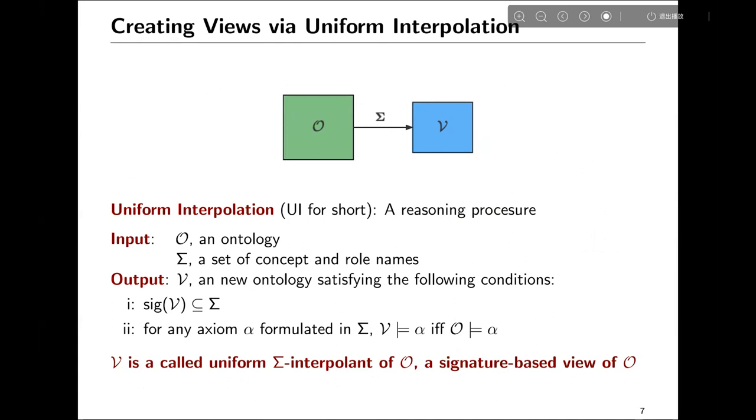Modularization is definitely another way to create a view for an existing ontology. However, modularization does not hold for condition one. That is, the result of modularization will contain some concept names or role names that are not in Sigma. So if we have sensitive information in the original ontology and we use modularization, those sensitive concept names may occur in the result. So it is very unsafe. We need to ensure the security of information.